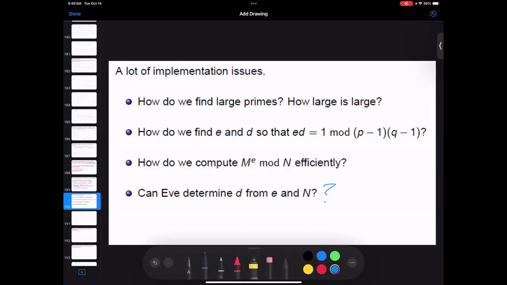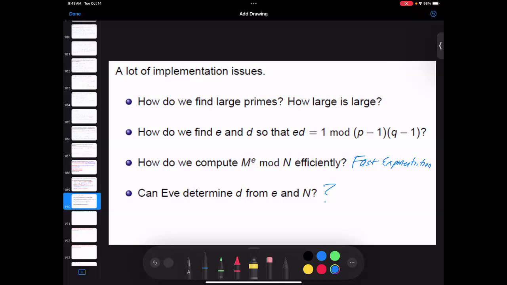All right. The next is, how do we compute m to the e mod n efficiently? We already did that. That was fast exponentiation. And we talked about how multiplying in general is expensive. If I want to evaluate a polynomial of degree d, it was of order d squared calculations, but then we used Horner's algorithm to reduce it from order d squared to order d.